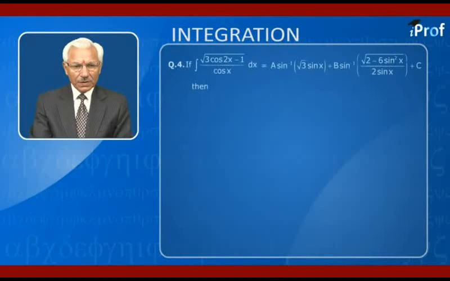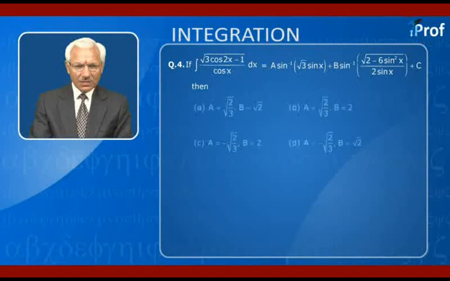If the integral of square root of (3 cos 2x minus 1) upon cos x dx is equal to a sine inverse (root 3 sin x) plus b tangent inverse (square root of (2 minus 6 sin square x) upon 2 sin x) plus c, then option A: a is equal to square root of 2 by 3, b is equal to root 2. Option B: a is equal to square root of 2 by 3, b is equal to 2.